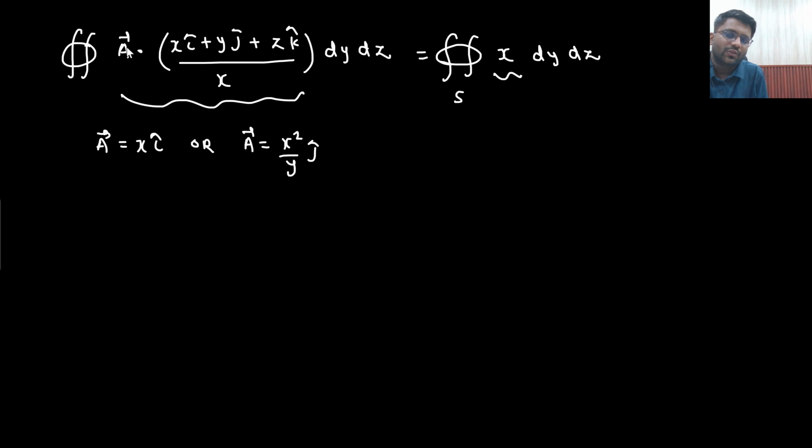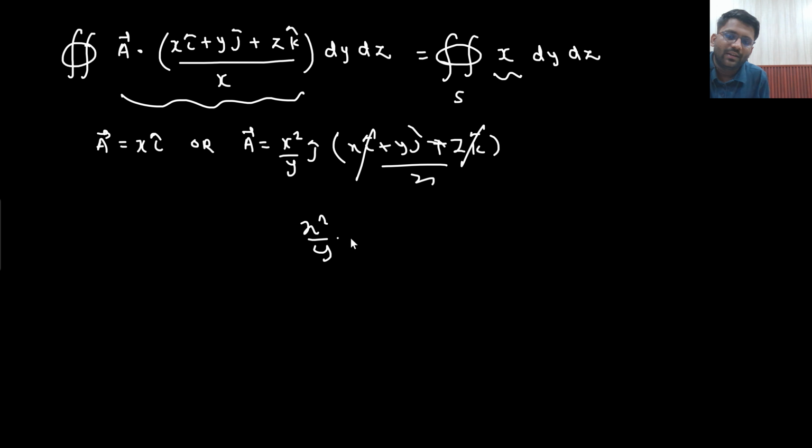Say yes or no? If in place of a I put x square by y, then what will happen? It will be multiplied with x i cap plus y j cap plus z k cap divided by x. So this will come out to be 0. So x square y dot product with y by x will come out to be x dy dz only.